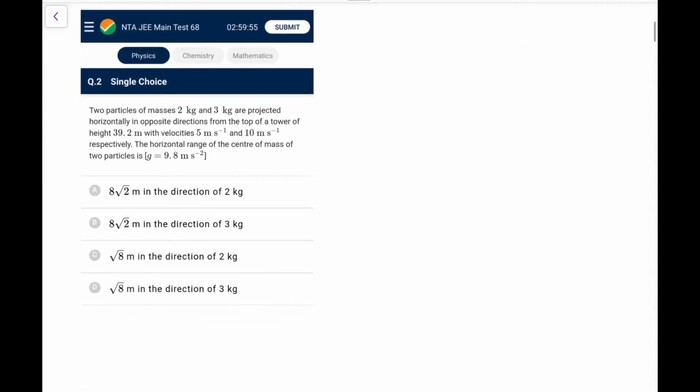Next, two particles of 2 kg and 3 kg masses are projected horizontally in opposite directions from the top of a tower of height 39.2 meters with speeds 5 and 10. The horizontal range of the CM of the two particles. Because both are projected from the same height, the y component of velocity Uy is 0 for both. Both have to travel the same height and have the same acceleration, so the time is the same. So both will land at the same time, so it would be easy for us to calculate.